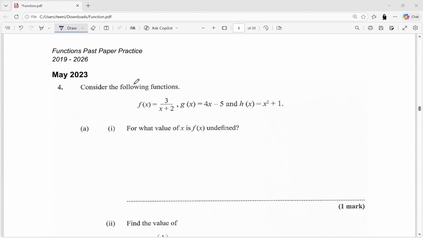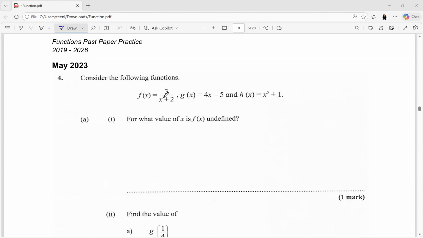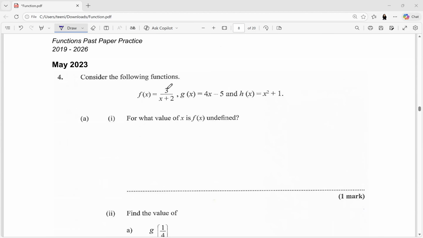All right. May 2023, consider the following functions. f(x) is equal to 3 over x plus 2, g(x) is 4x minus 5, and h(x) is x squared plus 1. For what value of x is f(x) undefined? So this is what we were talking about before, guys. When you have x in the denominator, you will have a restriction on the domain, which means that the function is undefined for certain values of x.